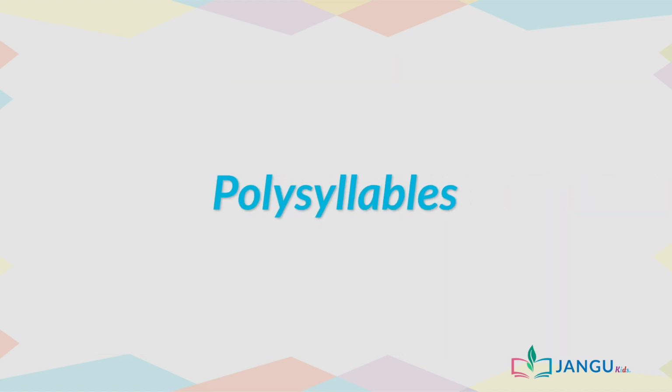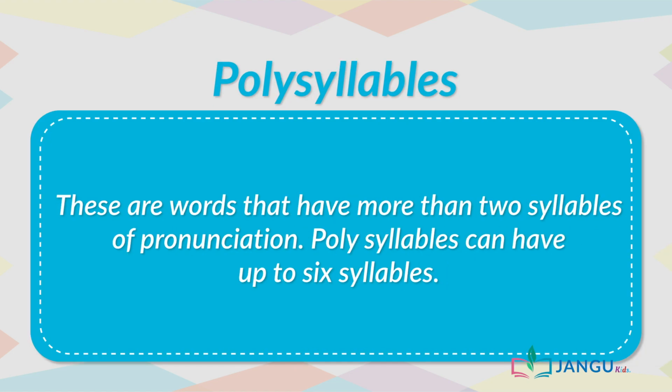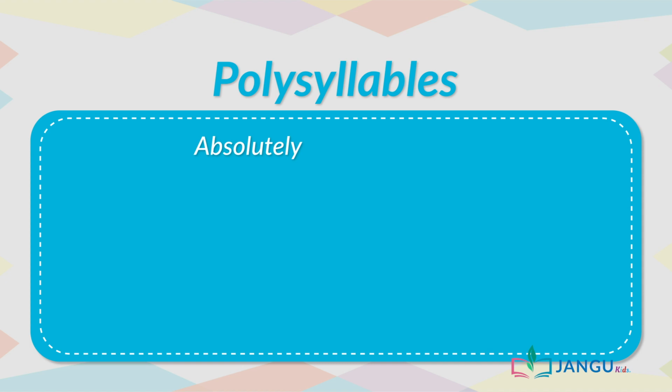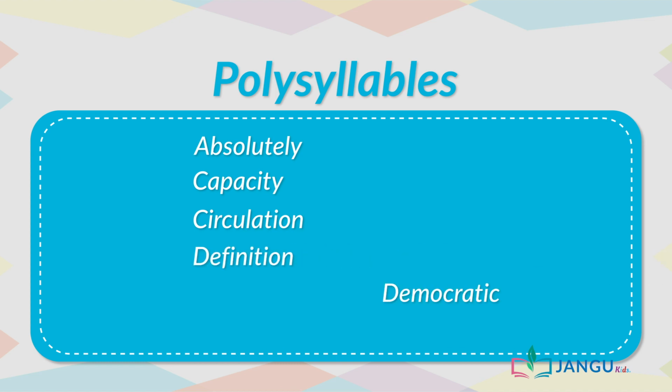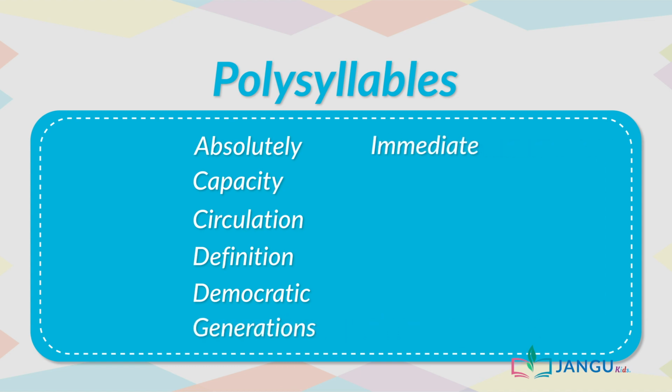Now let's take a look at polysyllables. These are words that have more than two syllables of pronunciation. Polysyllables can have up to six syllables. Did you know that? Then let's look at some of these words. Absolutely. Capacity. Circulation. Definition. Democratic. Generations. Immediate. Legislated. Government. Nigeria. Calabash.